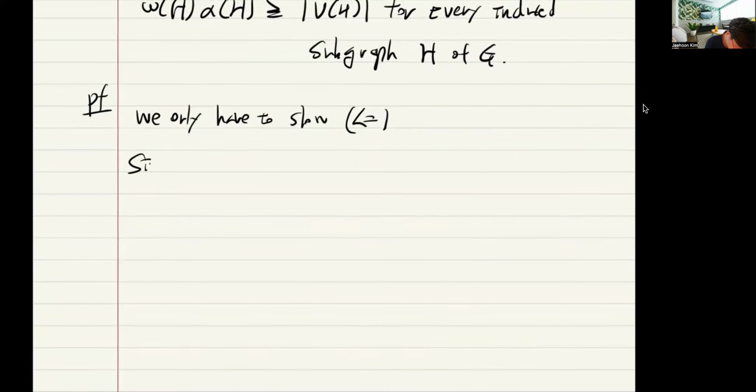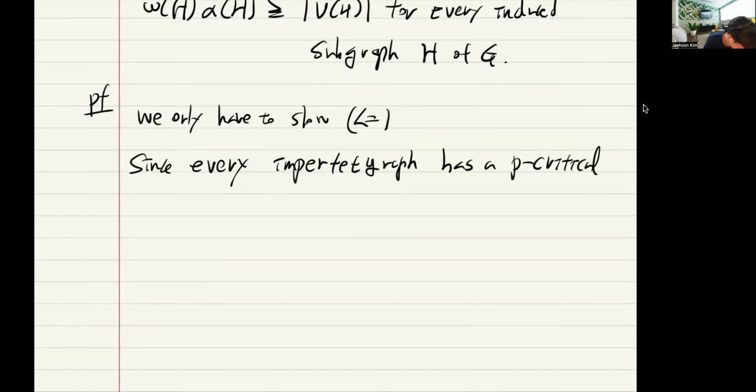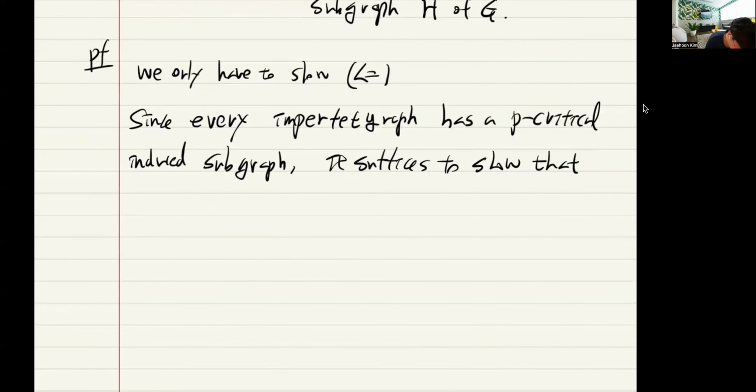But since every imperfect graph has a P-critical induced subgraph, it's sufficient to show that this is smaller than n when this G is P-critical.